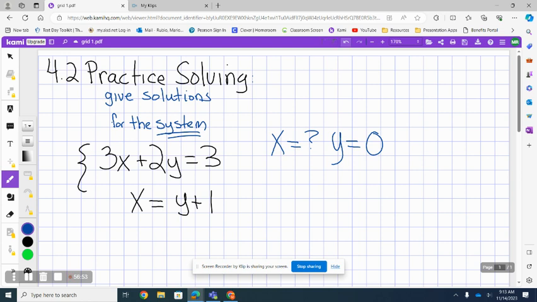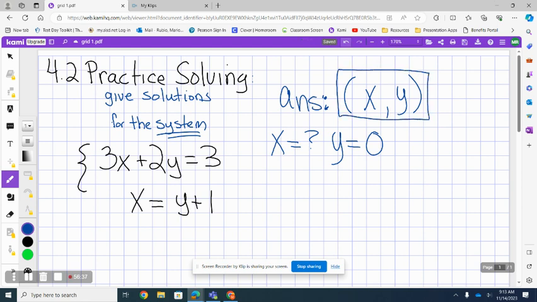And when you write the answers, they have to be in this format. A-N-S is short for answer. It's got to be parentheses, your x value, comma, your y value, and then parentheses. Okay. This is how you're going to type your answer into Pearson. This is how your answer should look in Pearson. But instead of x and y, you're going to have numbers. Okay, some number there.